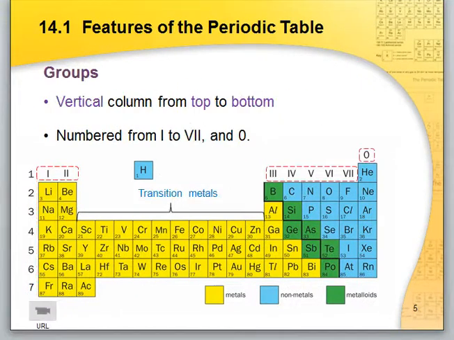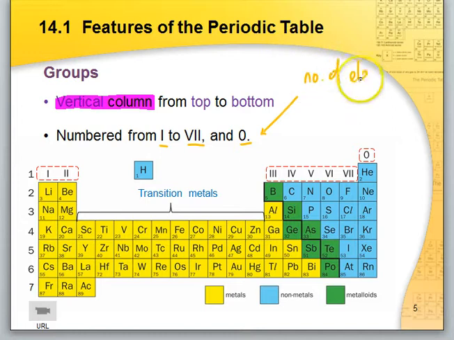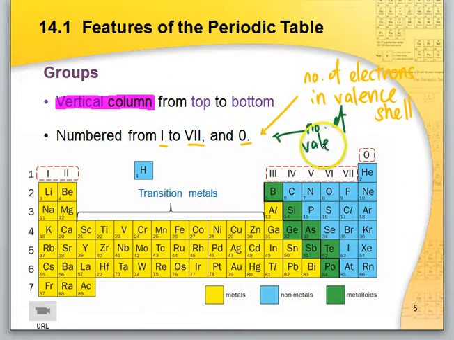Next up, we move on to groups. Groups are the vertical columns, from top to bottom. It's numbered from 1 to 7 and then 0. So 1, 2, 3, 4, 5, 6, 7 and 0. What does it tell you? The group tells you the number of electrons in the valence shell. In other words, the number of valence electrons.